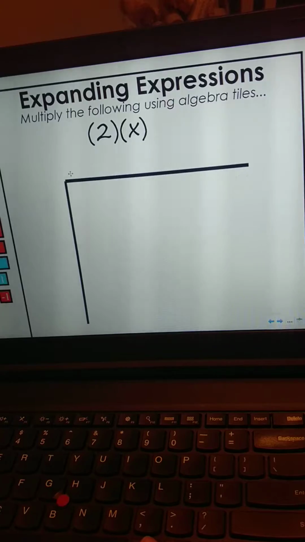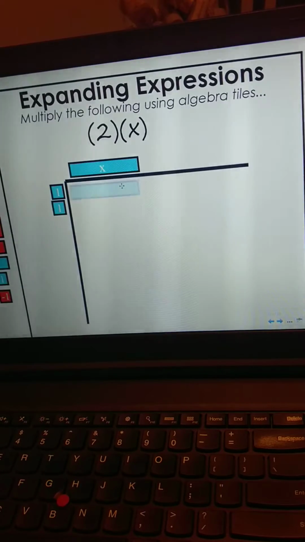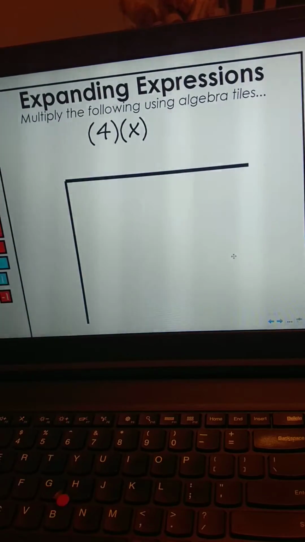So then 2x could be explained the same way. We have 2 ones across the side. We have x across the top. So we fill in, and this time we can use an x because we have an x distance here, so that's 2 x's. Next is 4x. I'd probably just have them try this one on their own. 4 times x to get 4x.